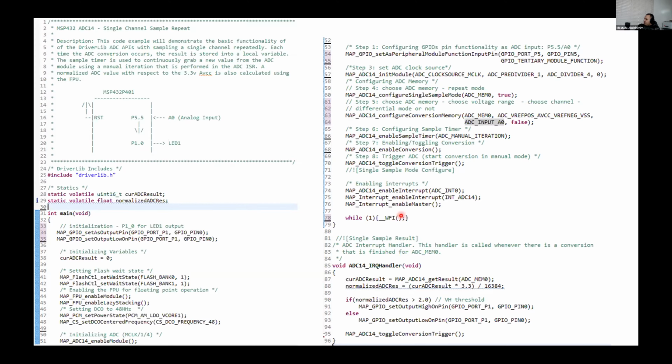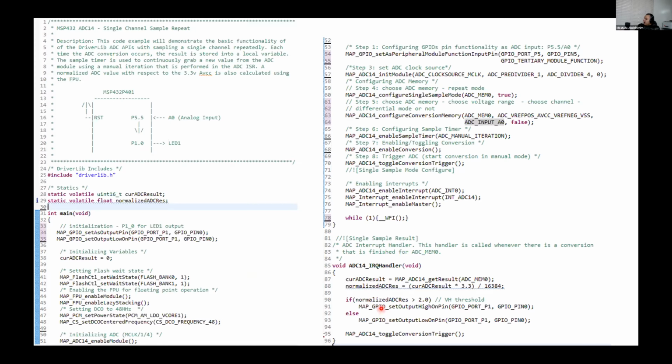And here is the interrupt stuff. Then here is the interrupt service routine. So this interrupt service routine will be executed only whenever there was a conversion and this conversion completes. Whenever you have a completed conversion, you will find yourself inside this interrupt service routine.